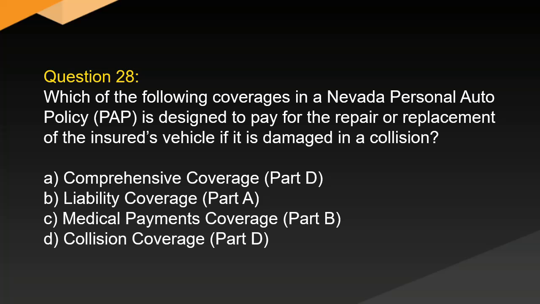Which of the following coverages in a Nevada personal auto policy, PAP, is designed to pay for the repair or replacement of the insured's vehicle if it is damaged in a collision? A. Comprehensive coverage, Part D. B. Liability coverage, Part C. C. Medical payments coverage, Part B. D. Collision coverage, Part D.